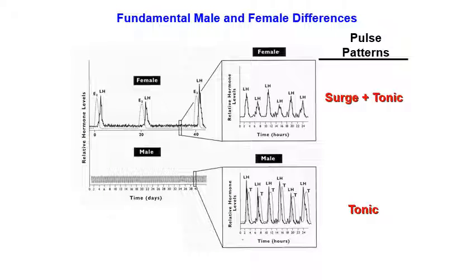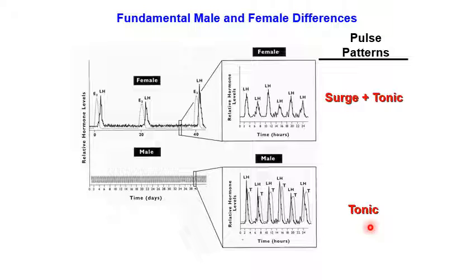This diagram shows the fundamental differences in the endocrine profiles of the post-pubertal male and female in domestic animals. So of course the y-axis represents the hormone level, while the x-axis represents the time. This is the top portion. We have the female patterns, pulse pattern. Of course, in the female, we have the surge and the tonic center. And for the male, we only have the tonic center.